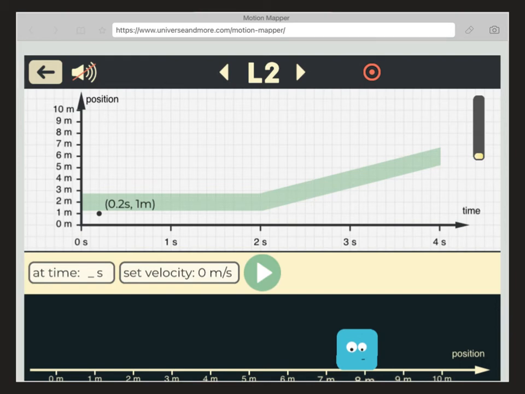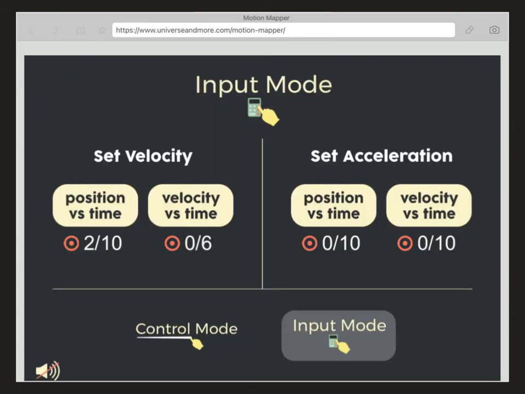If I go all the way back to the home screen, you can see we completed 2 boards, and we have 2 out of 10 for the position versus time. There are 8 more boards that we'd have to complete there, 10 for velocity versus time, and then 10 for each position and velocity versus time under set acceleration. So set acceleration is a little bit more difficult. You might have an initial velocity, but you'll have to set acceleration through that. And remember, sometimes that's a curve on a position versus time graph.